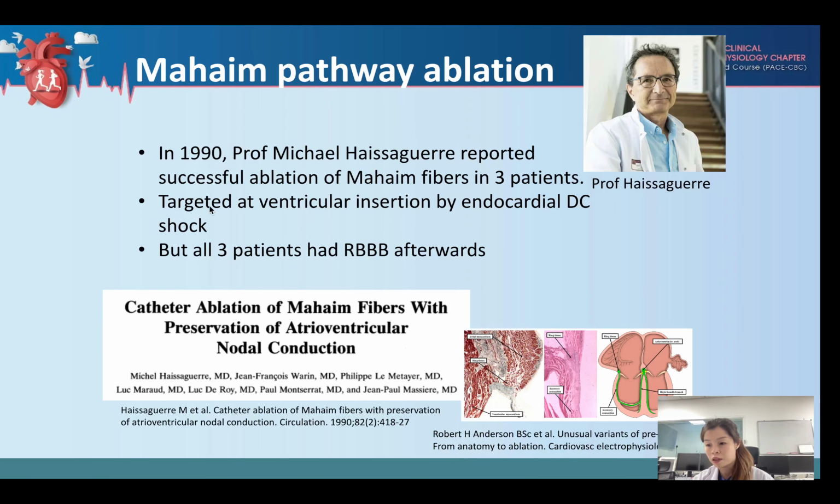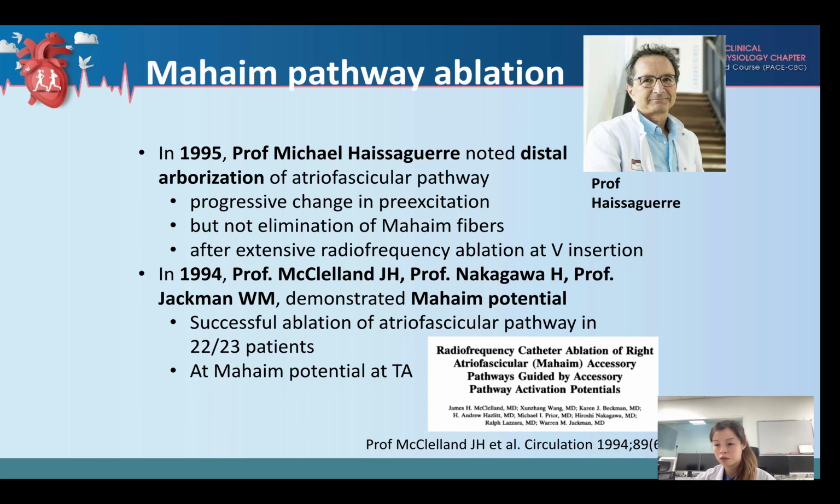In 1990, Professor Haissaguerre reported successful ablation of Mahaim fibers in 3 patients. Initially, he targeted at the ventricular insertion site by endocardial DC shock, but all 3 patients had RBBB afterwards. Later, people switched from direct current ablation to radiofrequency ablation.